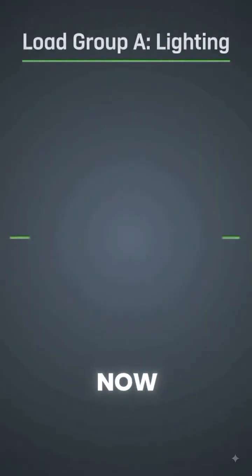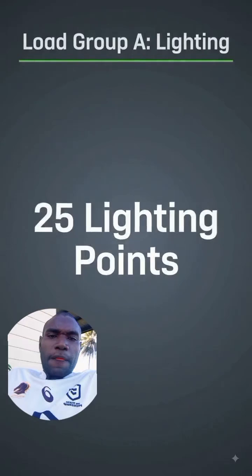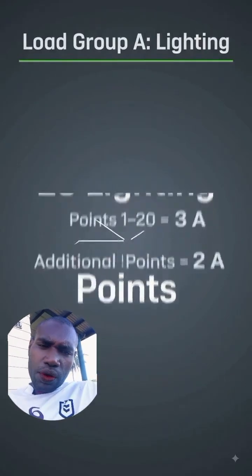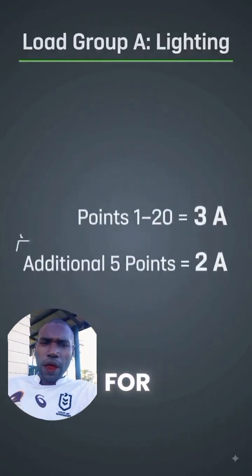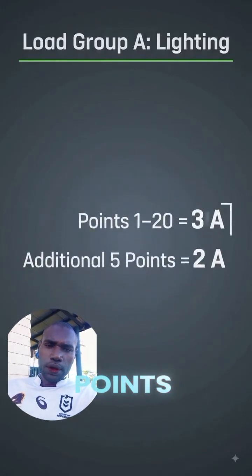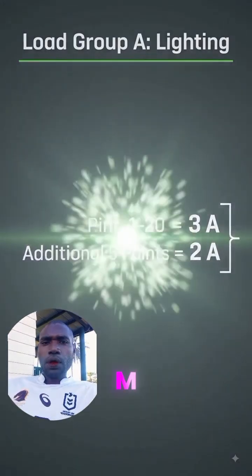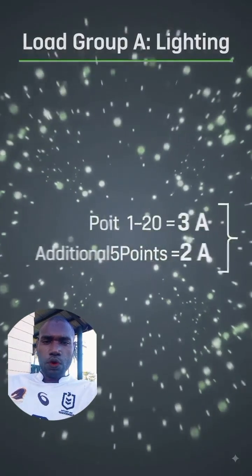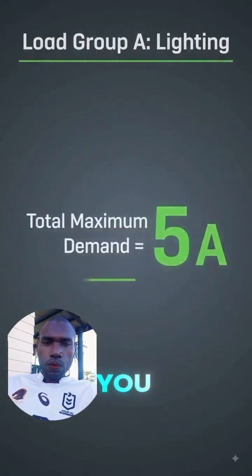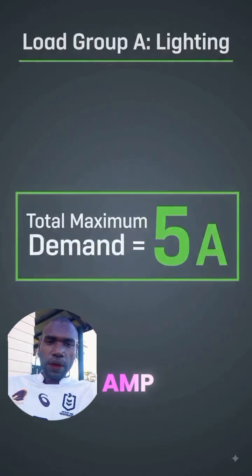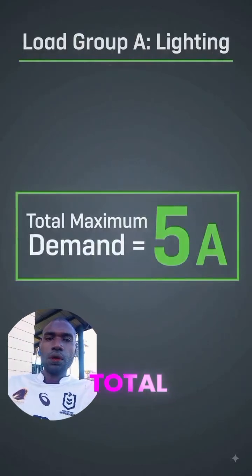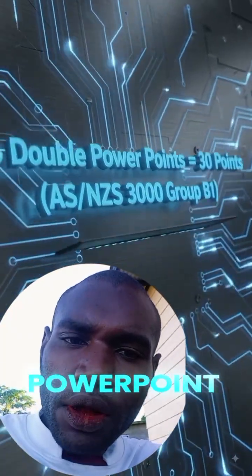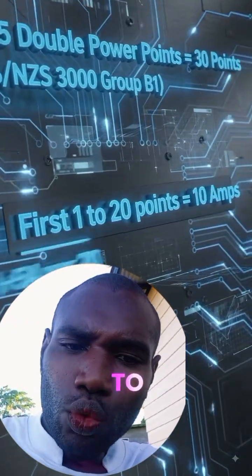So yes, now you look at the calculation. Calculation for lighting points, table C1, rule. For every 1 to 20 points, 3 amp. Now not applying additional points, but you add 2 amp. So you add 3 amp, 1 time 2 amp, and that gives you total demand for lighting of 5 amps. So now the power points, same, up to 20 points.